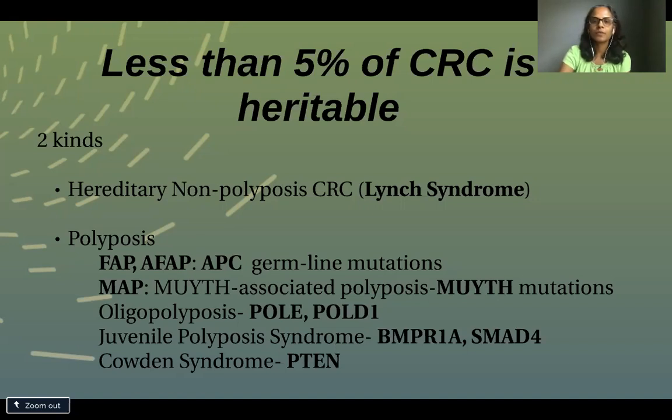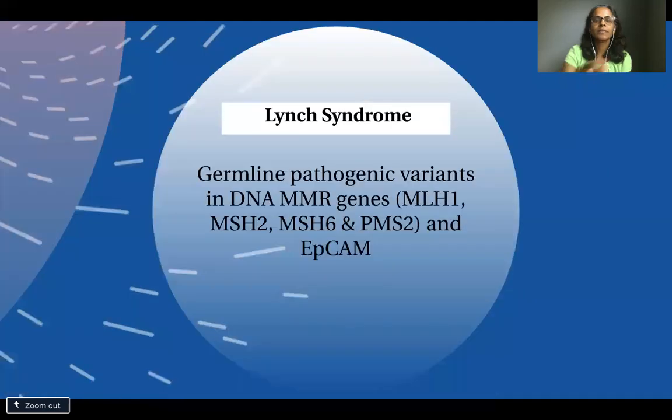So next slide. The second kind of inherited CRC is known as Lynch syndrome. And this is due to germline pathogenic variants in the DNA mismatch repair genes, which are MLH1, MSH2, MSH6, and PMS2. So usually Lynch syndrome is due to germline mutations in these 4 genes, and less commonly Lynch syndrome is also caused by mutations in the EpCAM gene.